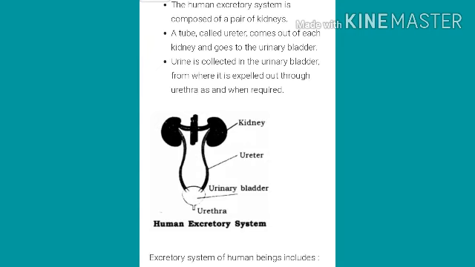The human excretory system is composed of a pair of kidneys. A tube called the ureter comes out of each kidney and goes to the urinary bladder. Urine is collected in the urinary bladder, from where it is expelled out through the urethra when required.